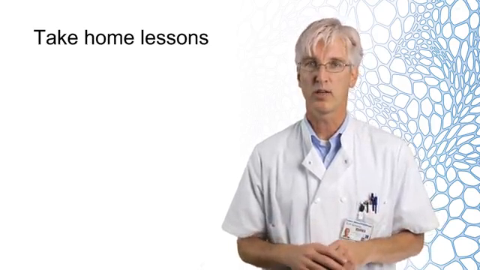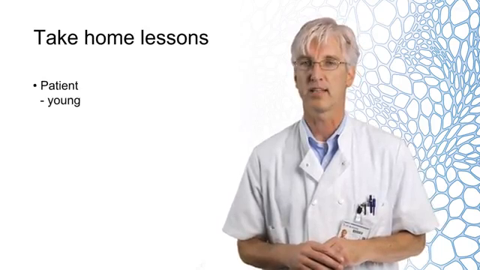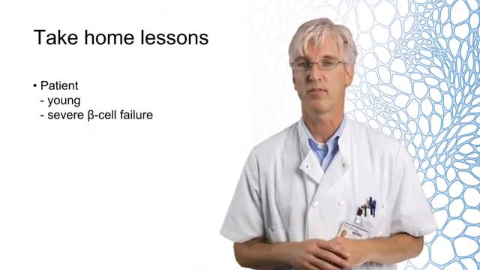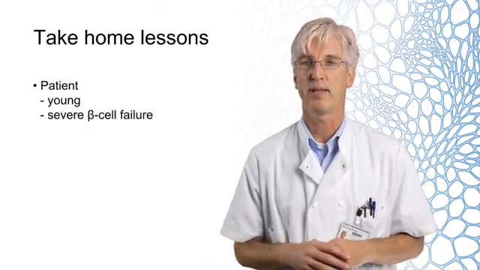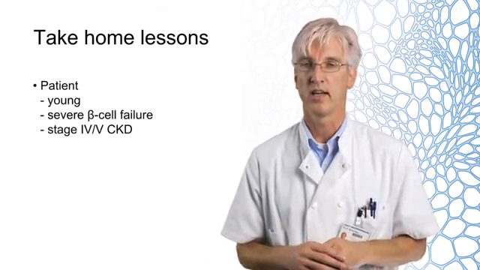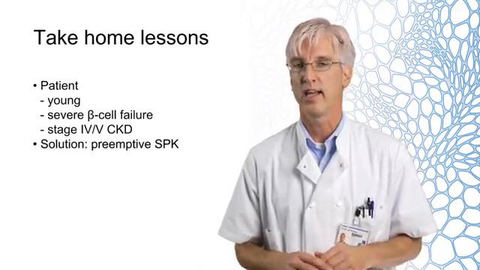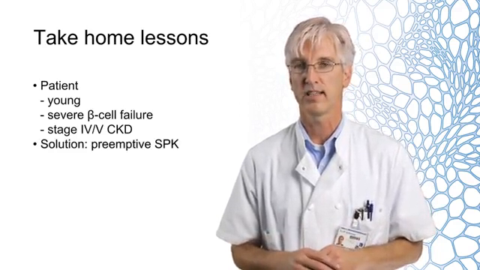So, what have we learned from this case? For young patients with diabetes mellitus due to severe beta cell failure, such as type 1 diabetes, and stage 4 or 5 chronic kidney disease, a preemptive simultaneous pancreas kidney transplantation is the preferred transplantation strategy.